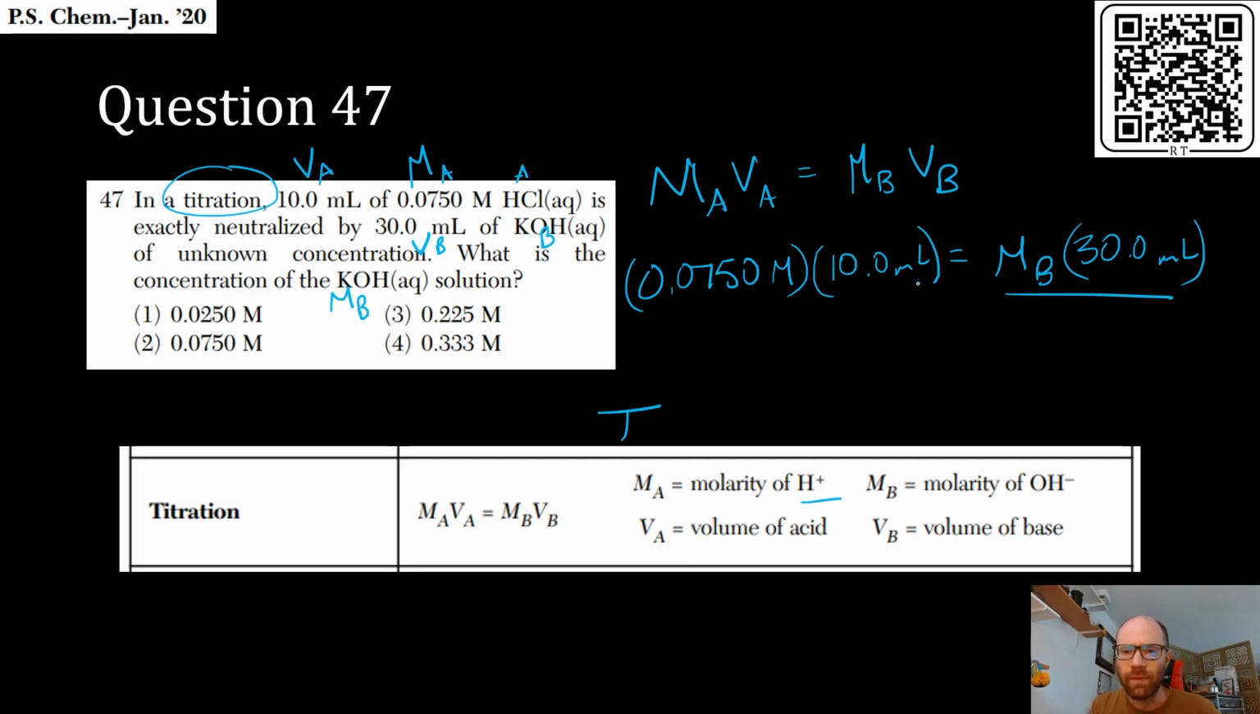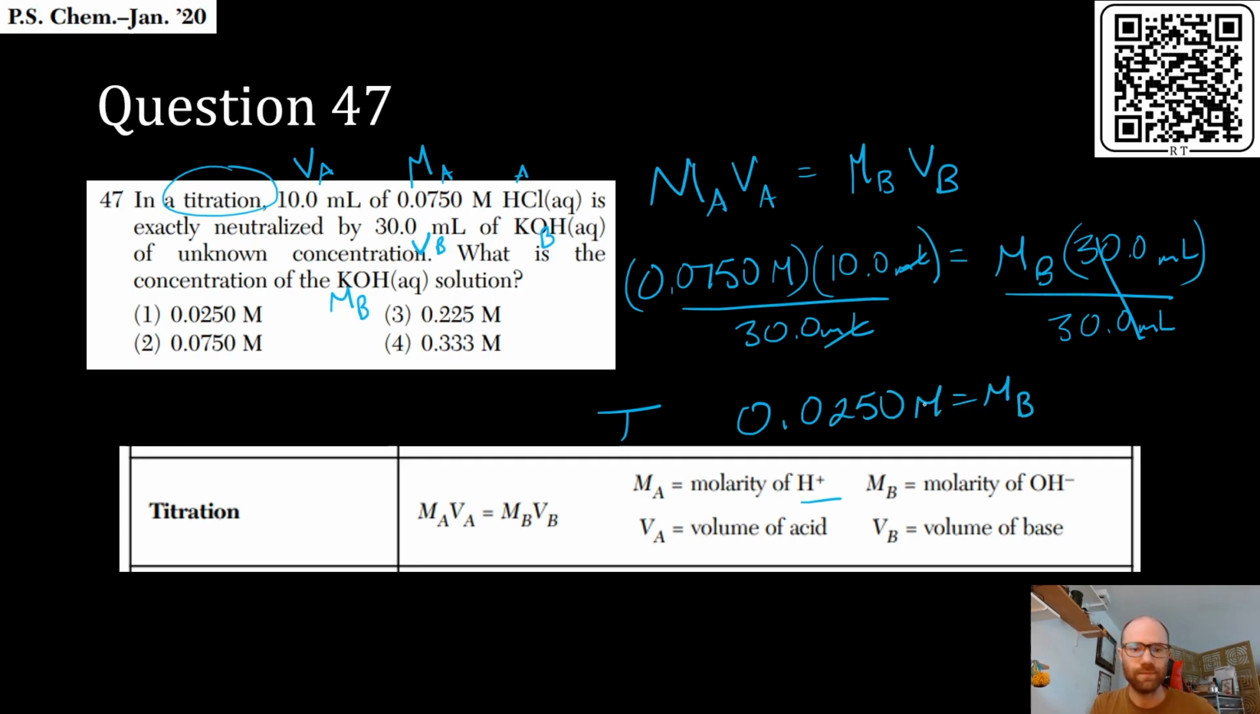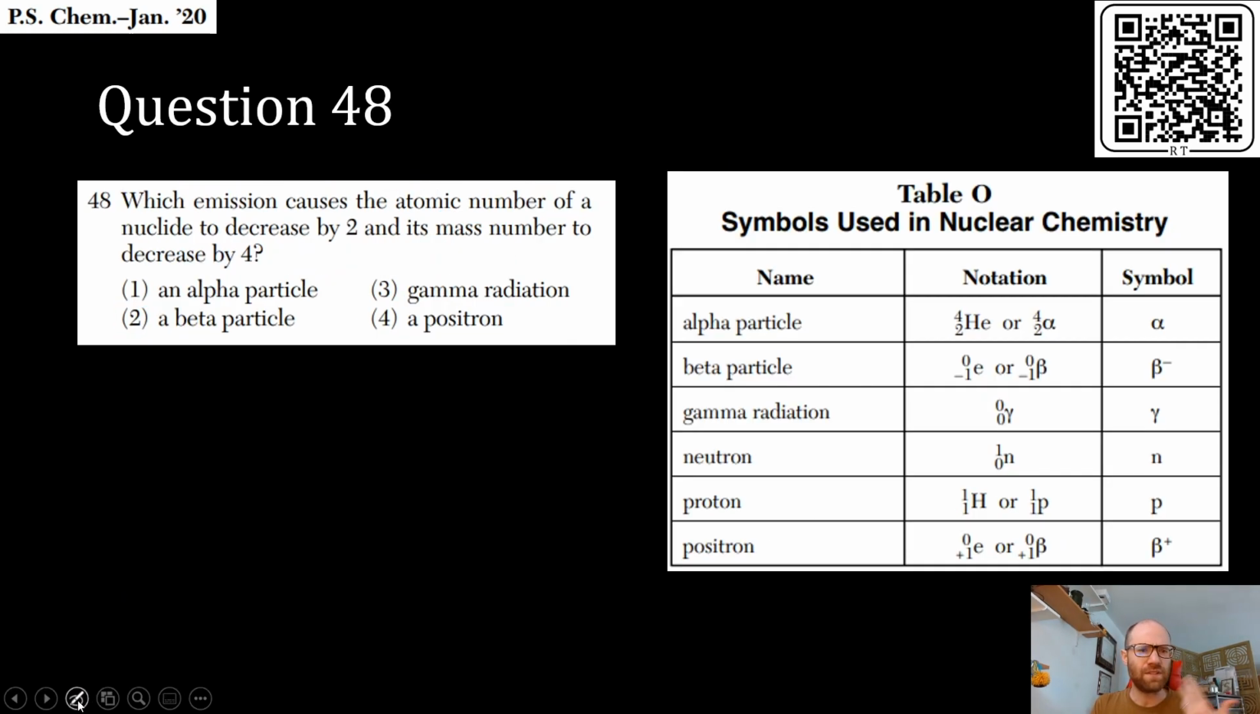I don't know where you're at in your math journey, but I'm happy to show a little bit more for those who might need it. We're going to divide both sides. We're trying to isolate our MB. That's going to cancel out. The milliliters will cancel out here. So we're going to multiply and divide. You grab your calculator to do that, and you'll end up with 0.0250 molar equals MB.